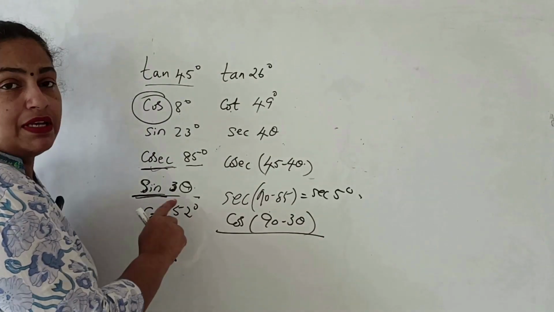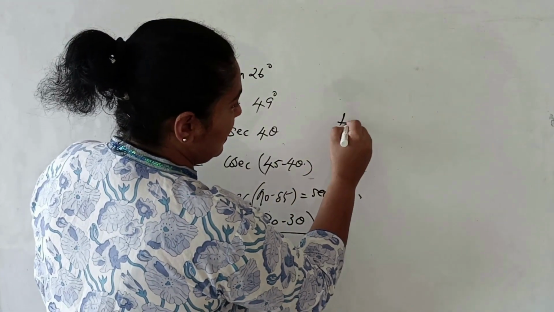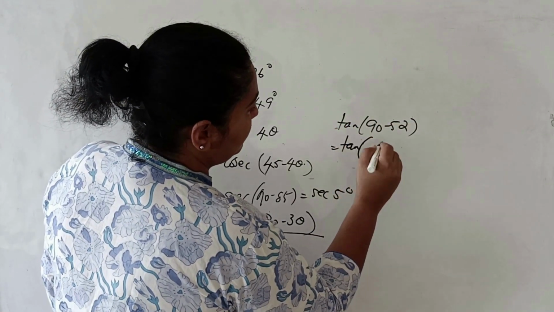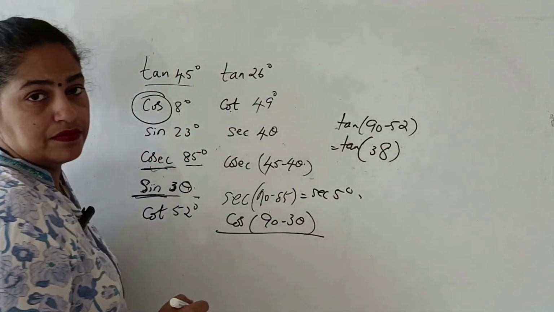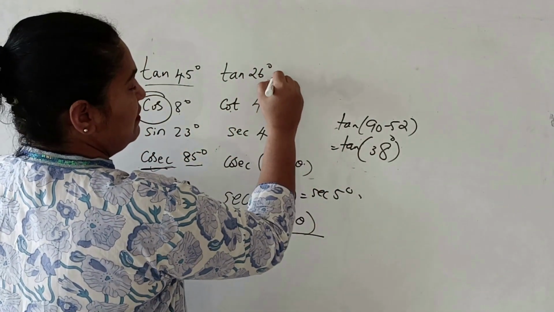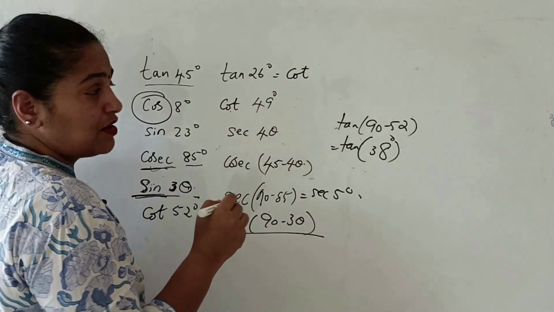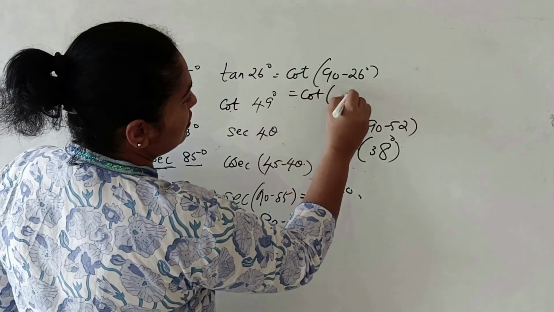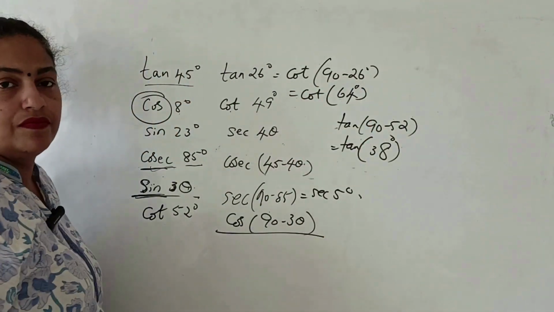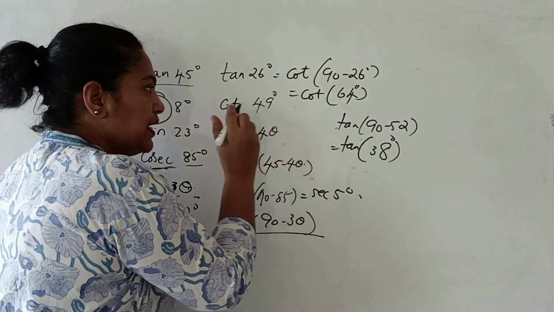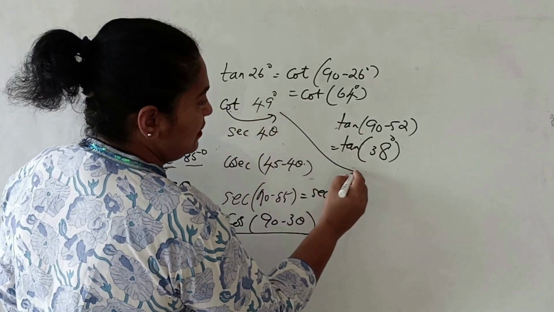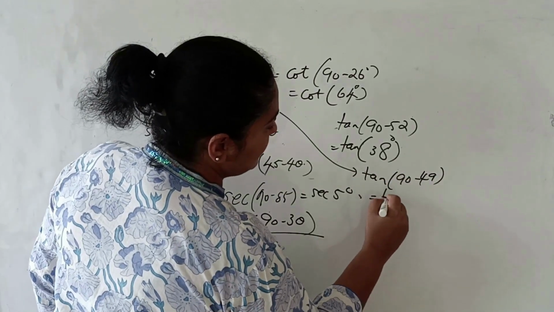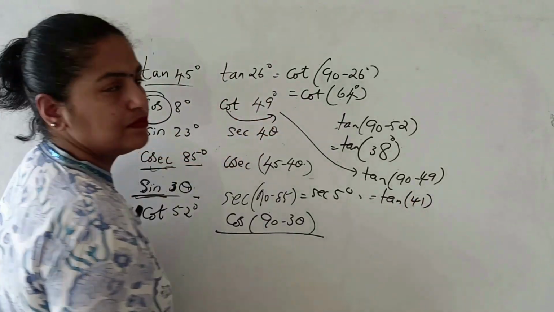Cot 52. The complementary trigonometric ratio of cot is tan. Tan of 90 minus 52, so you will get tan 38. Fine. Now, tan 26. The complementary ratio is cot. 90 minus 26, which is cot 64. Fine. Cot 49, the complementary ratio is tan. 90 minus 49, so you will get tan 41.